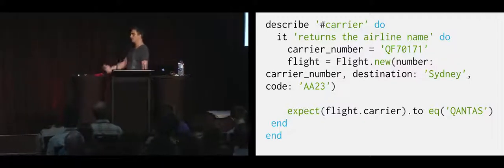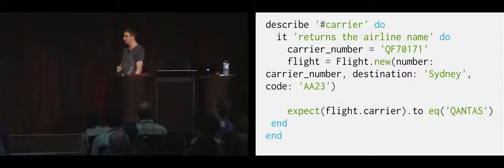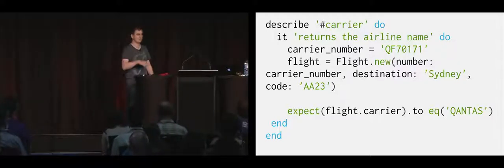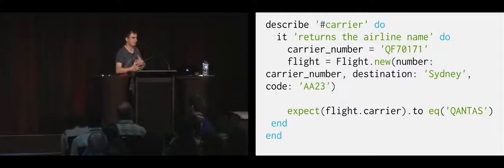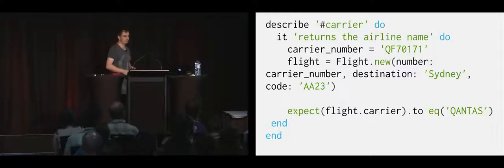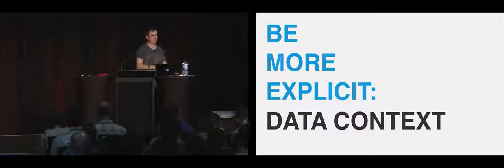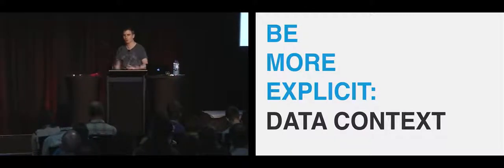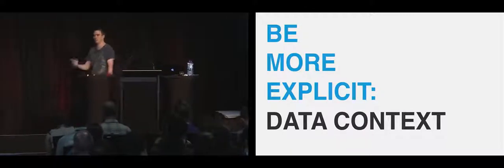In regular Ruby, we'd call this refactoring explain variable. And this works particularly well in a test context because you don't necessarily want to refactor it anymore. So be more explicit. Give your data some meaningful context. Use some intention-revealing variable names.